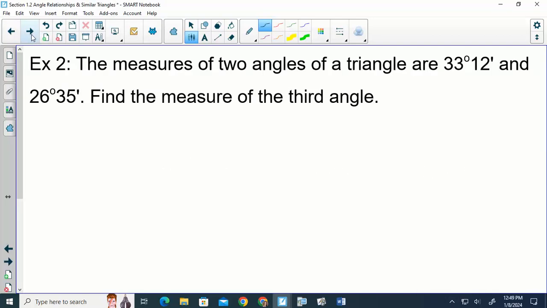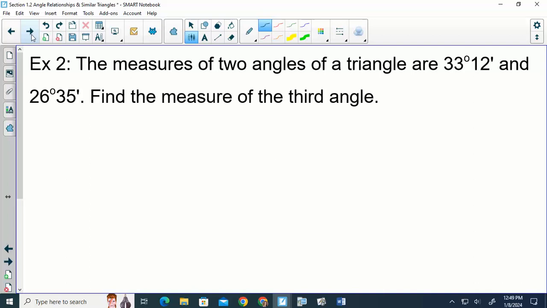Okay, so let's look at this one. Two measures in a triangle. We have an angle of 33 degrees, 12 minutes, and an angle of 26 degrees, 35 minutes. Find the measure of the third. So, probably a little bit trickier because I did degrees and minutes instead of just degrees, but what do you think we should do first?